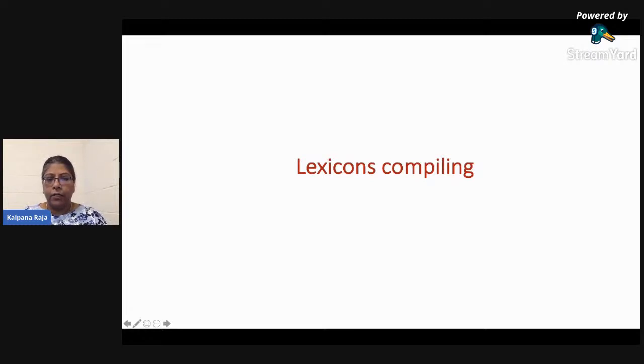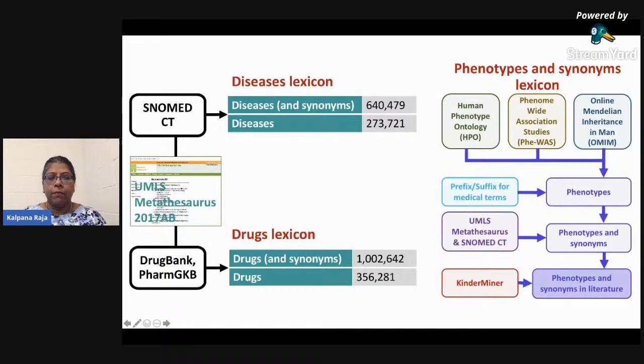So before I enter into the topic, I want to share the lexicon compiling. I use lexicons in my research. I compiled 3 different lexicons: one for diseases, the next for drugs, and the third one on phenotypes and symptoms. The disease lexicon was compiled from UMLS Metathesaurus and SNOMED CT. It includes 640,000 diseases and synonyms. The drugs lexicon is compiled from UMLS Metathesaurus, DrugBank, and PharmGKB. This lexicon includes more than 1 million drugs and synonyms.